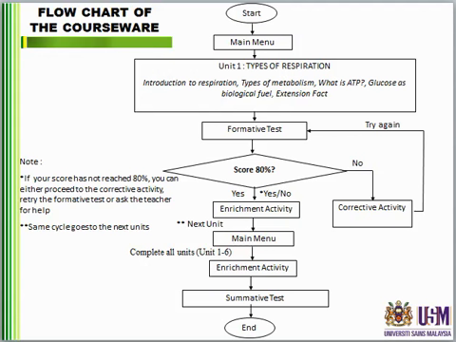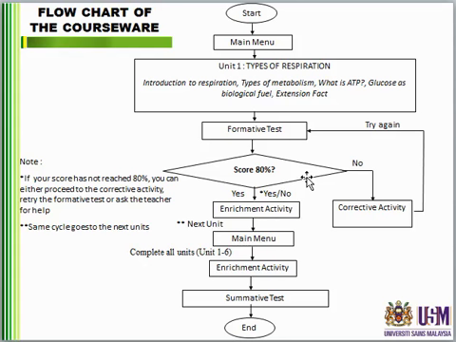The flowchart of the courseware has 6 units, meaning that the students will go to the main menu and select one of the units. In this case, the first unit is types of respiration. They will go through the courseware. They will be tested, the formative evaluation. Then if they score more than 80%, they can go forward. They can do the enrichment activity. But if they fail or get below 80%, why 80%? Because that is what has been recommended in mastery learning by Gasky.